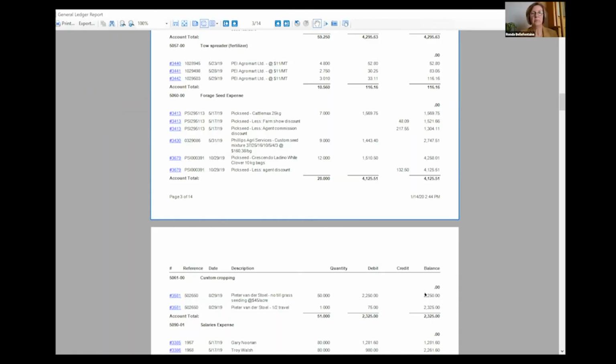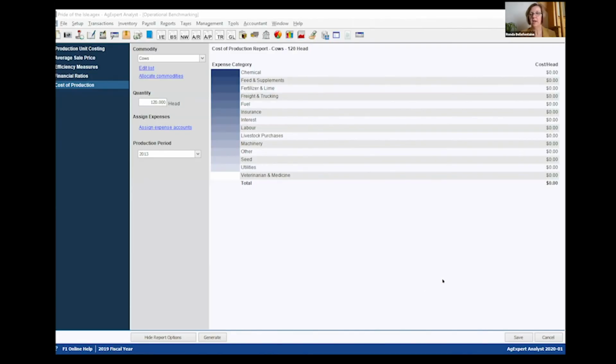So on the screen, you should be seeing a cost of production report showing the cows. And there are a number of expense categories. So what this tool allows you to do, so this is the accounting software, I'm not sure why it's only showing me those production periods, but in that there are two things you can do here. You can edit your list.